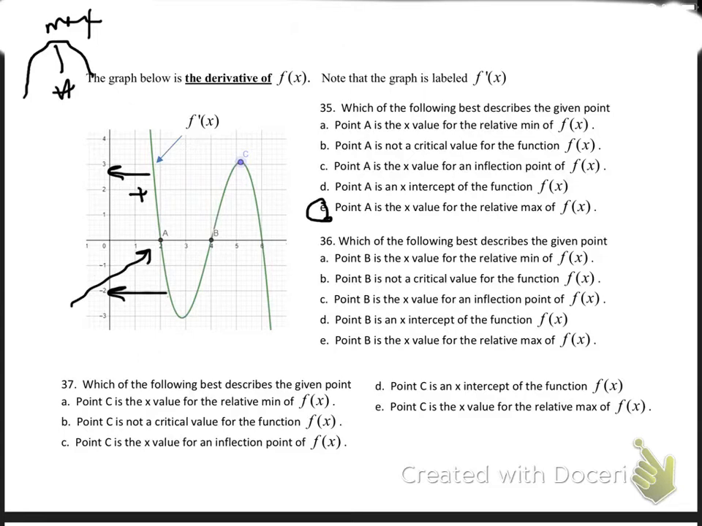Okay, so let's go to 36. 36 says, which of the following best describes the given point B? So look what's happening to B. To the left of the point B, the slope is being read off negatively, because remember, this is a negative slope because it's below the x-axis. And when I say it's a negative slope, I mean it's the slope of the original function, not of the derivative. The derivative is clearly a positive slope, but we're not talking about that. We're reading the slope off of my y-axis.